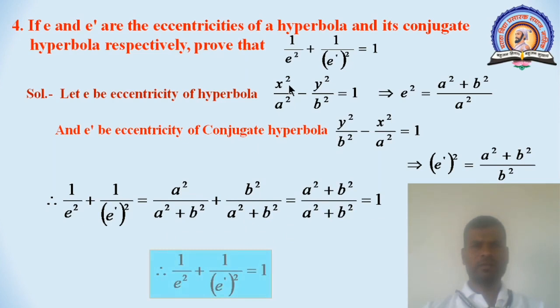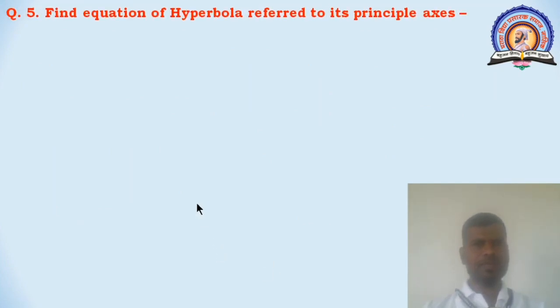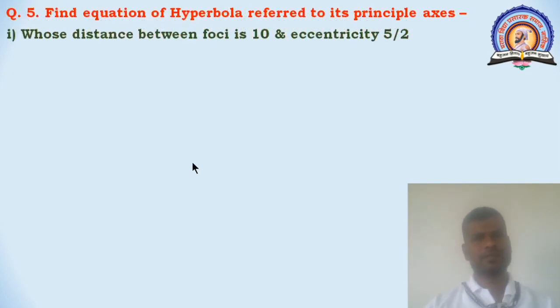Therefore we have the required proof: 1 upon e square plus 1 upon e dash square is equal to 1. Now the next example is to find the equation of hyperbola referred to its principal axis.